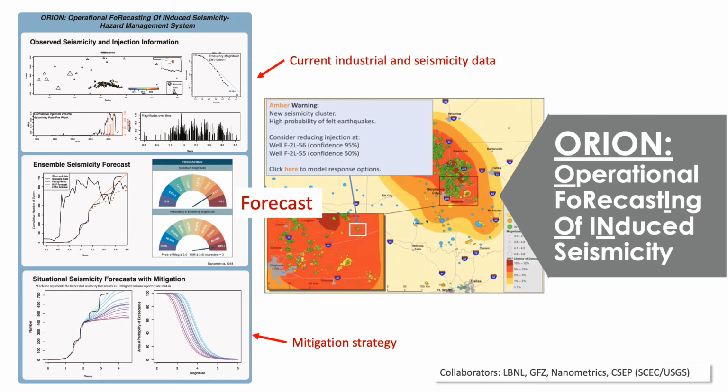Conversely, an operator may interact with the interface a bit differently. In this case, they would be allowed to upload a seismic catalog and injection or pressure data, modify the input model parameters, and then ultimately arrive at a seismic hazard forecast for their site or region. Additionally, this interface will provide operators with a set of response options to take in the event a seismic hazard exceeds some threshold.